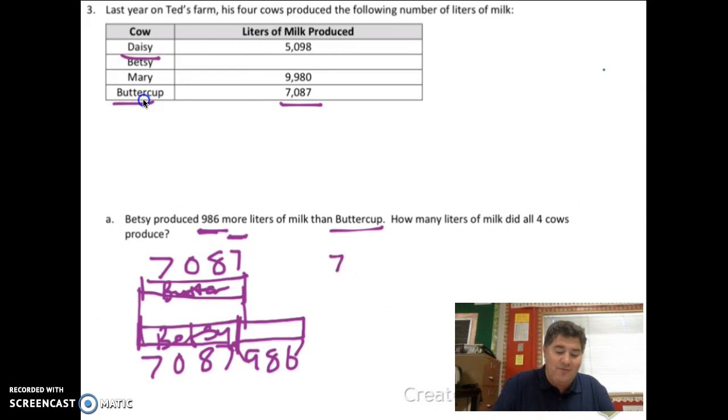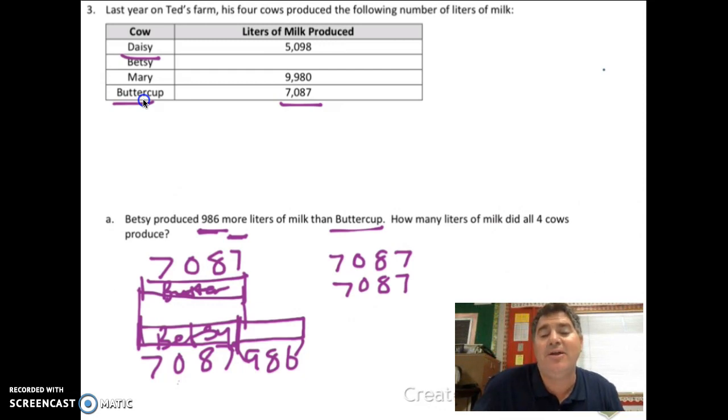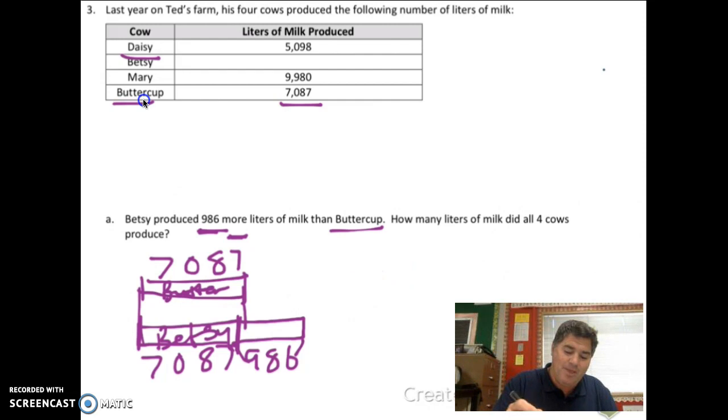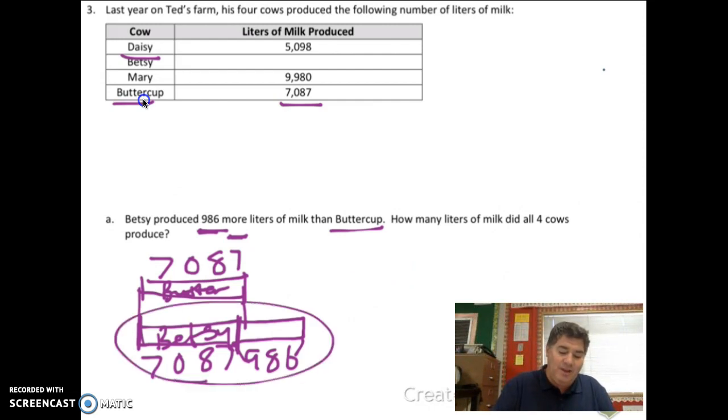So we're going to have 7,087 plus 7,087 plus, oh, you know what? I realized we're not trying to find out how much the 3 of them have, so I actually did that a little bit wrong. Let me back up a little bit. We're going to try and find out how much Betsy has right here.